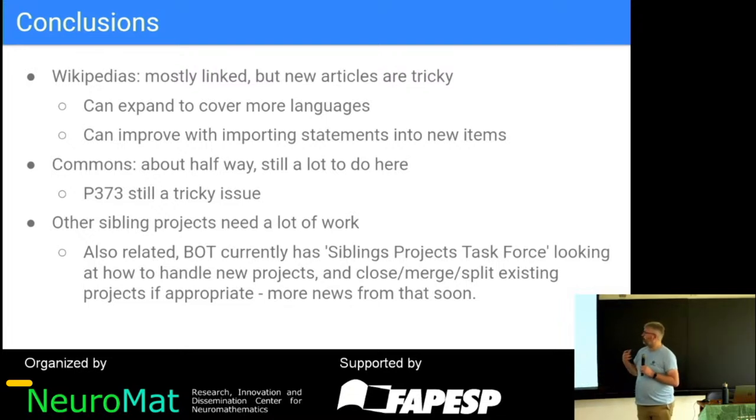Part of that is also the projects we have. Some work fantastically. Some have died, we just haven't admitted it yet. Some can work in one language, but not in other languages. No curation process exists for these. How do we close down projects which are no longer active or relevant? How do we merge projects, so Wikispecies into Wikidata, for example, or split them?